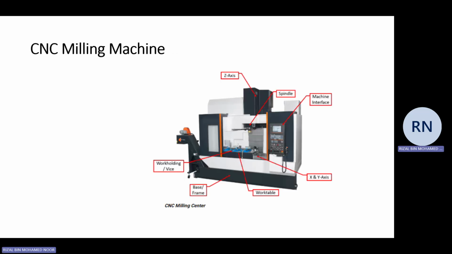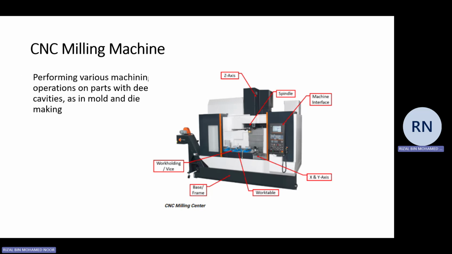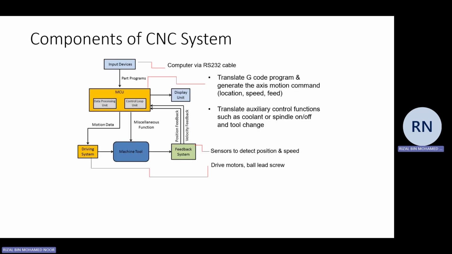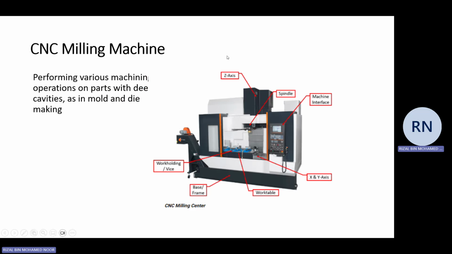So, as an introduction, what is CNC machine all about? As we all know, the CNC machine, especially the vertical milling machine, is capable of machining cavities and can be used to produce or machine mold and die in the industry.